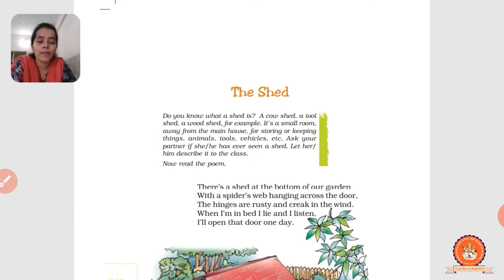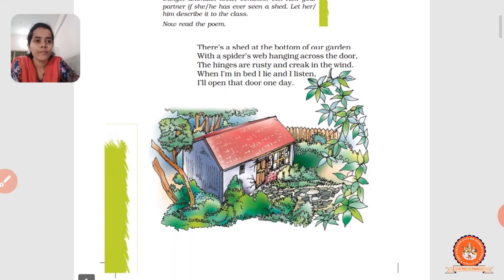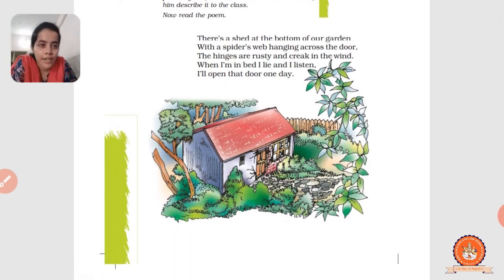Now we'll read the poem, we'll read the stanza, and then we'll understand what the poet is trying to tell us. So here: There is a shade at the bottom of our garden with a spider's web hanging across the door. The hinges are rusty and creak in the wind. When I am in bed, I lie and I listen. I'll open that door one day.